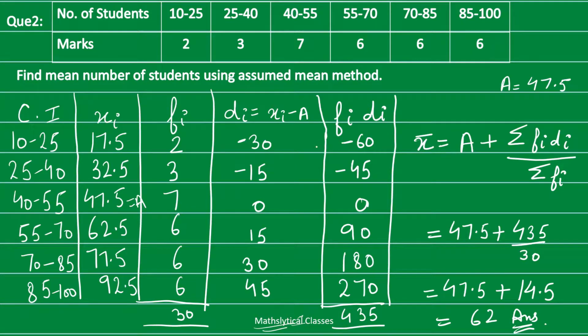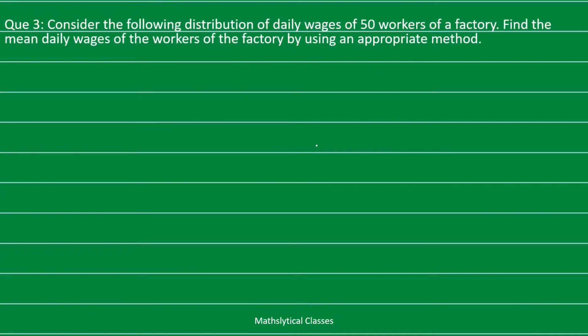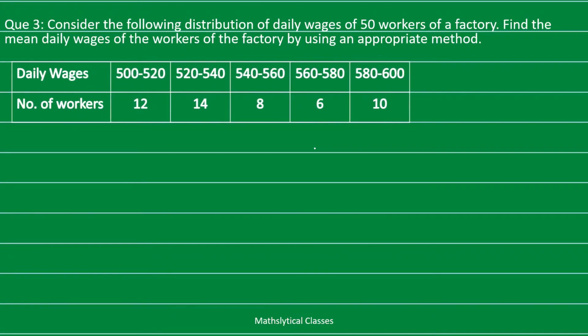Now let's do the next question. Question number 3. Consider the following distribution of daily wages of 50 workers of a factory. Find the mean daily wages of the workers of the factory by using an appropriate method. So here you can see daily wages and number of workers are given. As you can see, the data is very large, so it's better to use step deviation method here. So let's see how we can do this question.